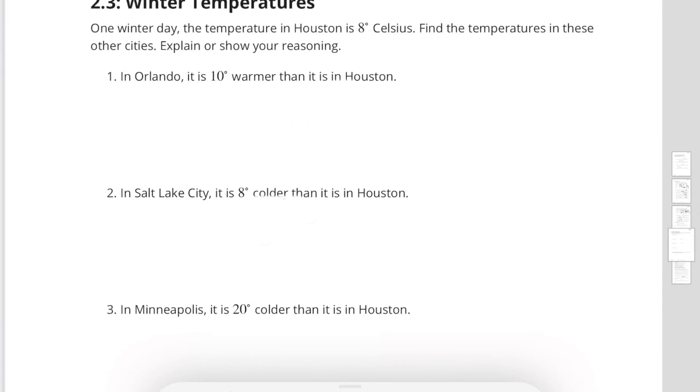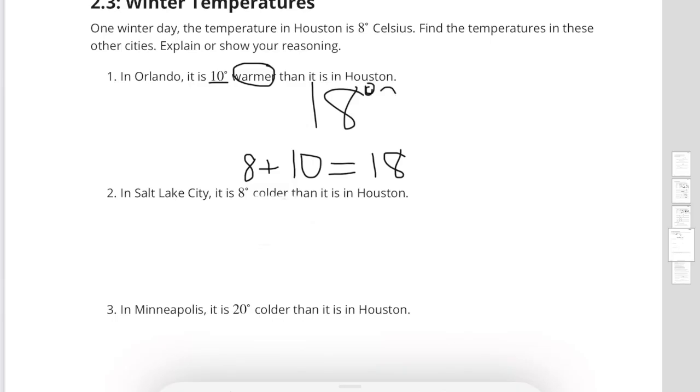One winter day, the temperature in Houston is 8 degrees Celsius. So it says to find the temperatures in the other cities. In Orlando, it is 10 degrees warmer than it is in Houston. So I know my start is positive 8, and I'm getting a change of 10 degrees warmer. So it's moving to the right, so it's a positive 10. And that gives me 18. So in Orlando, it is 18 degrees Celsius.